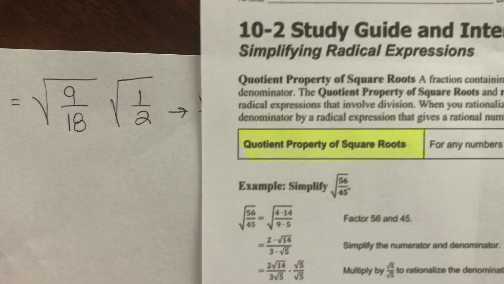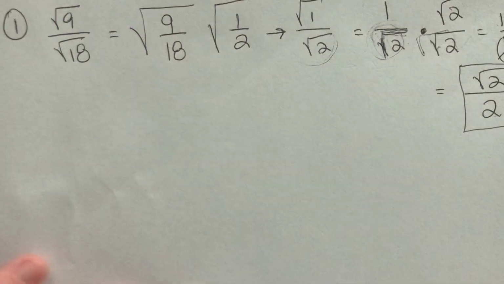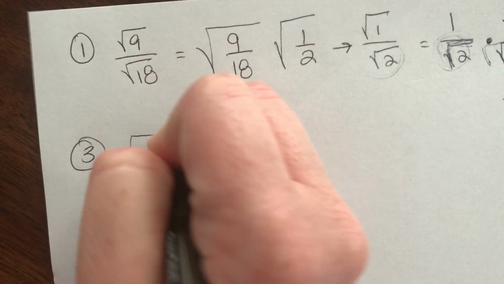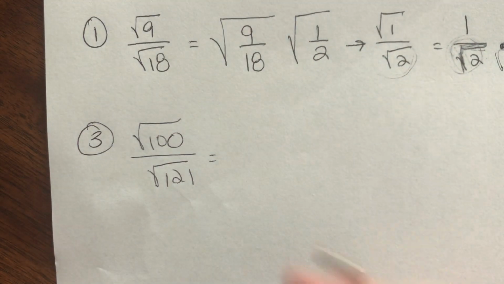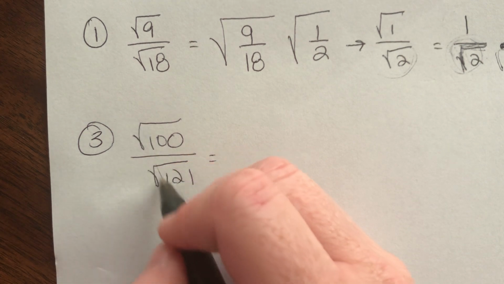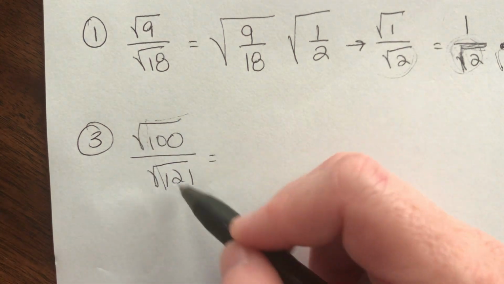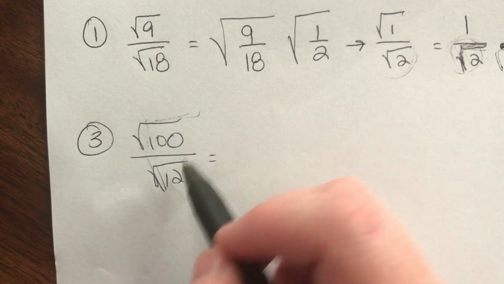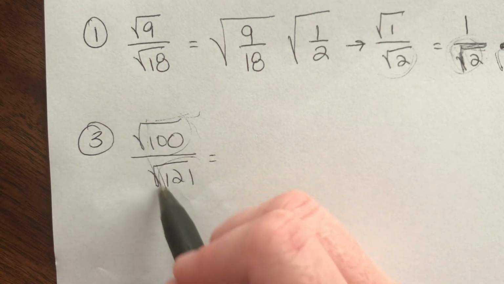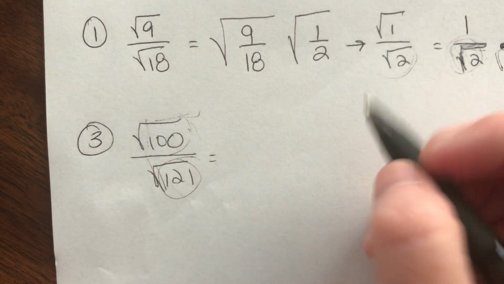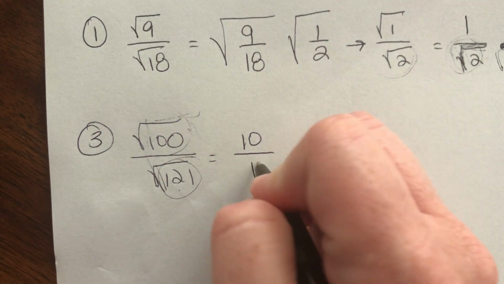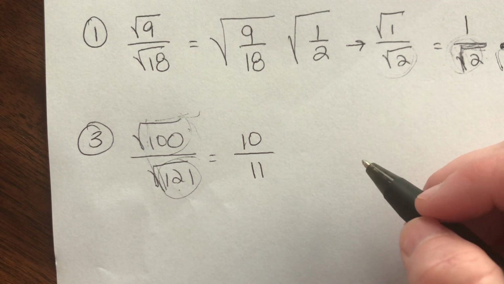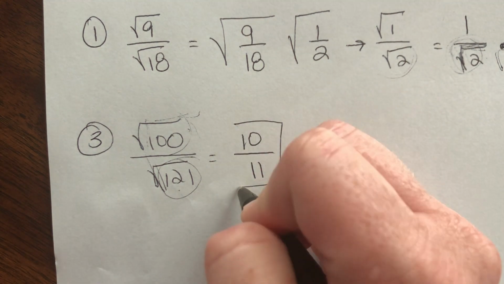All right, number 3, square root of 100 over square root of 121. This is an easy one. In this case, we do not want to combine both of these under the same radical. We don't want to put one big fraction under the same radical. Why? Because the top is a perfect square and the bottom is a perfect square. So if I take the square root of 100, I get 10. If I take the square root of 121, I get 11. Can I simplify 10 over 11 anymore? Nope. It's done. That was an easy one, right? 10 over 11, done.